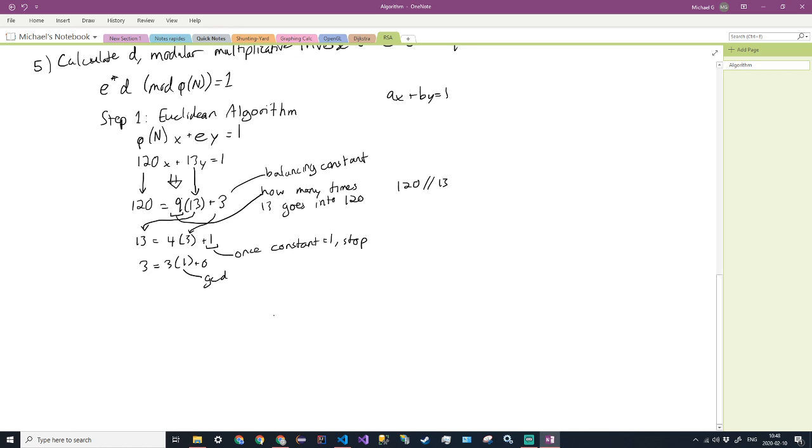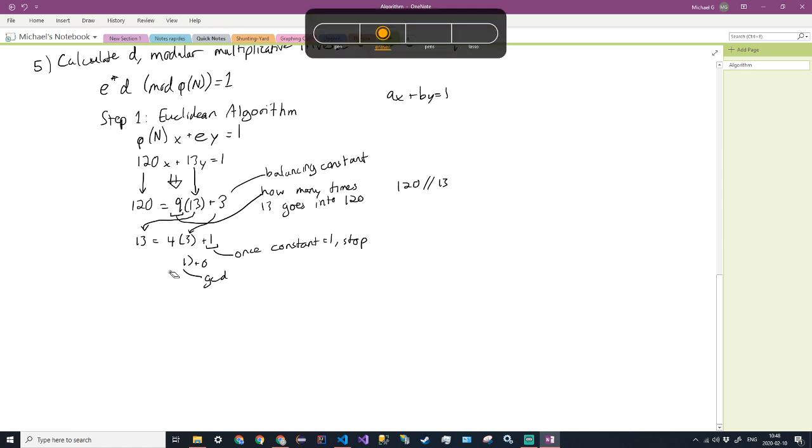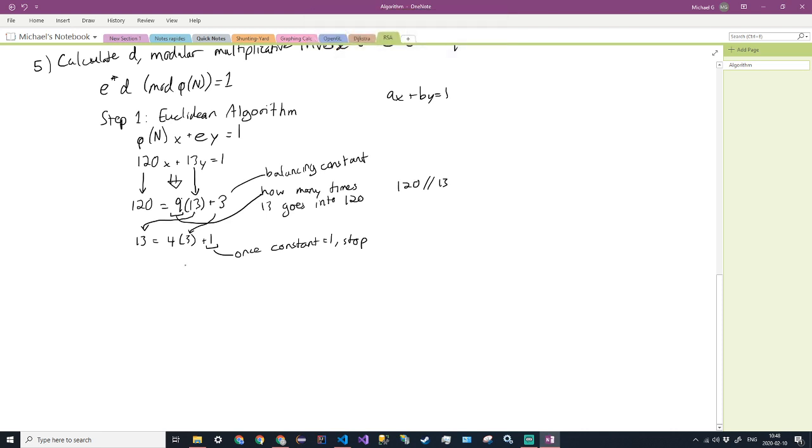Alright. So for our purposes, we're going to stop when that constant is equal to 1. And we want that constant to be 1 because we want these numbers to be co-prime, which, once again, means that the greatest common denominator between the two is 1. They share no common denominators or factors apart from 1. Alright, so that's the first part of the extended Euclidean algorithm.